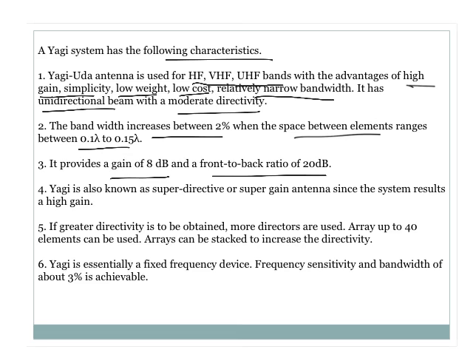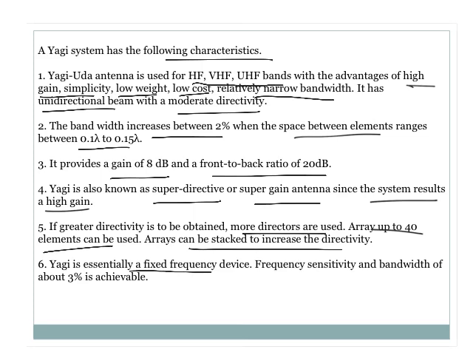The Yagi is also known as a super directive or super gain antenna, since the system results in high gain. If greater directivity is to be obtained, more directors will be used, and arrays up to 40 elements can be used, and these arrays can be stacked to increase the directivity. And the Yagi is essentially a fixed frequency device. It means the frequency sensitivity is high and a bandwidth of about 3% only is achievable.